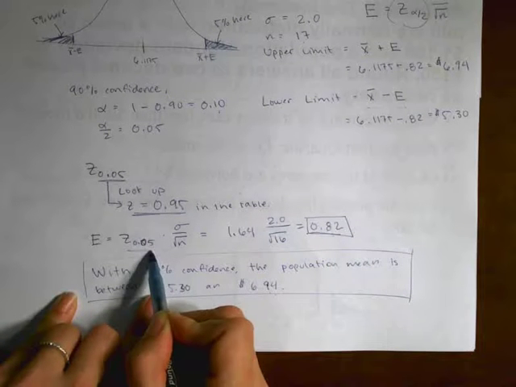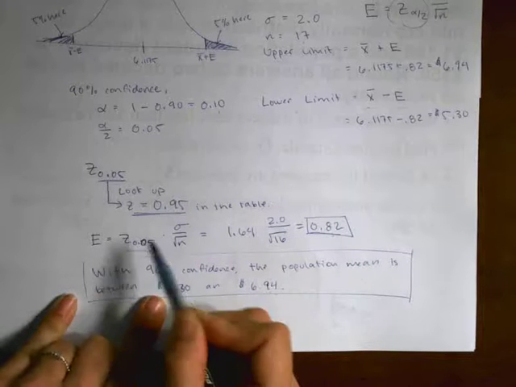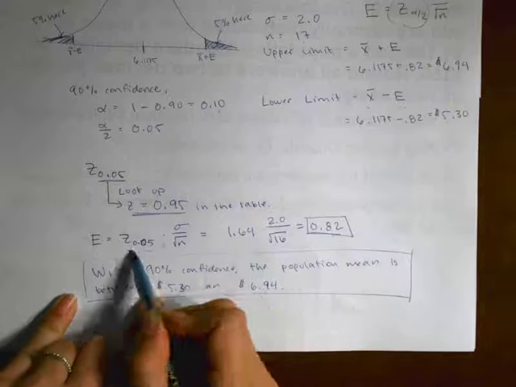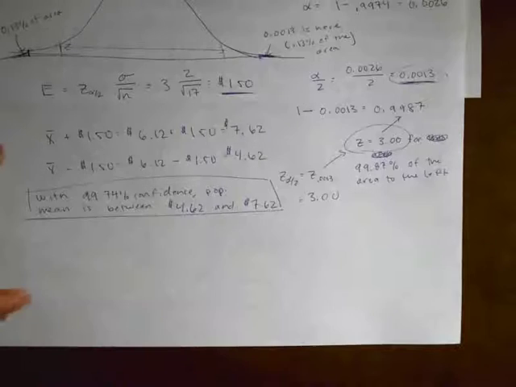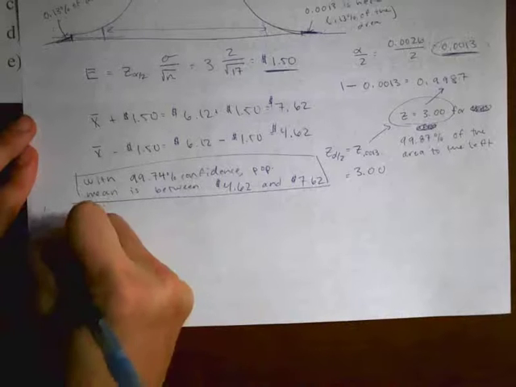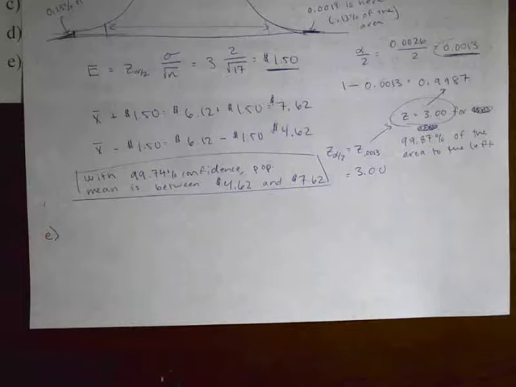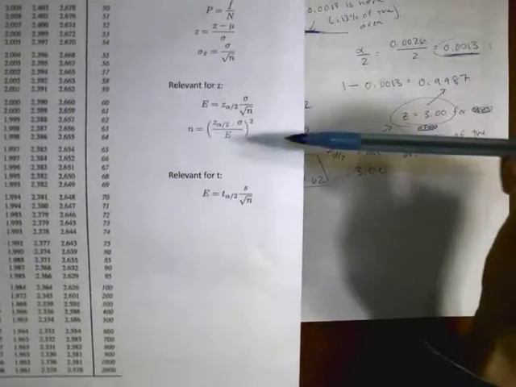So now this question is saying, well, how big does N need to be in order to turn this from 82 cents down to a quarter? So this number here is going to be the same. This is the only number that is going to get bigger. So we want 25 cents to equal 1.64 times 2 divided by the square root of N. And we need to solve for the square root of N. So that's the procedure.